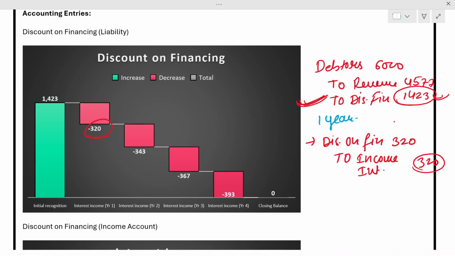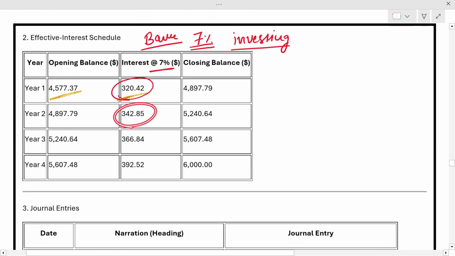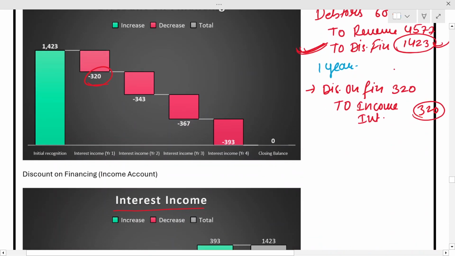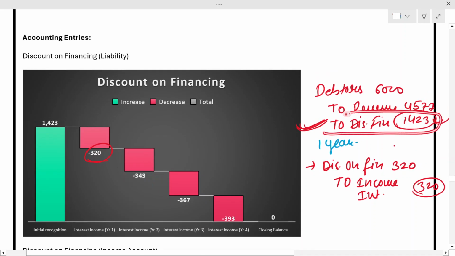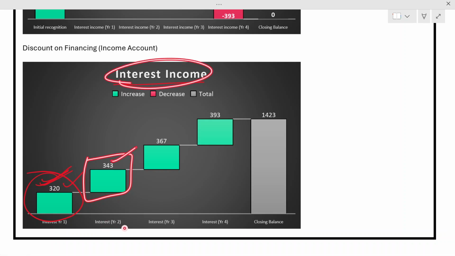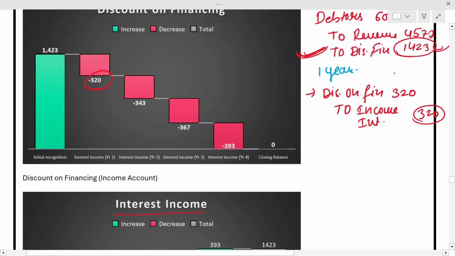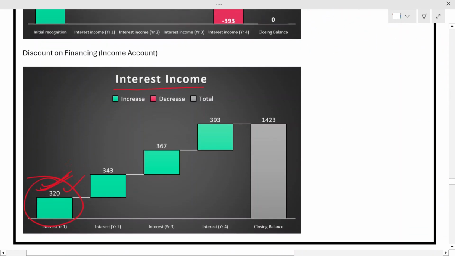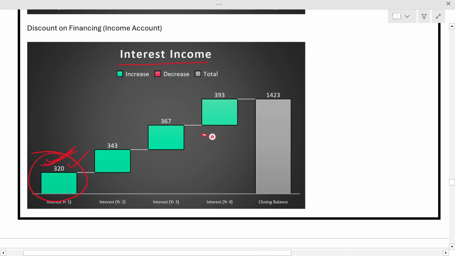In the second year, it will be exactly like that. My interest income will be 343, which was here again. This 343 will be reduced from the discount on financing, and increased in my interest income account. Similarly, in year 3, 367 will be reduced from your discount on financing, and 367 will be increased in your interest income. In the fourth year, the same will happen.